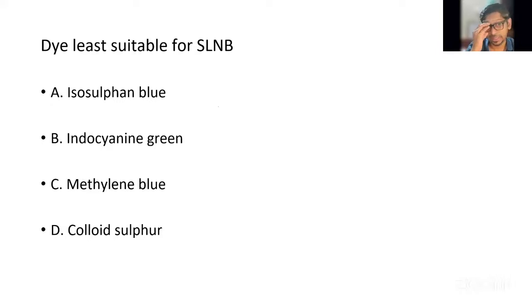Okay, this is a slightly difficult question. The dye that is least suitable for sentinel lymph node biopsy. They've given us options: isosulfan blue, indocyanine green, methylene blue, colloid sulfur. Now remember, all these 4 dyes have been described for use in sentinel lymph node biopsy. All of them we use for sentinel lymph node biopsy. But the question here is, what is least suitable?